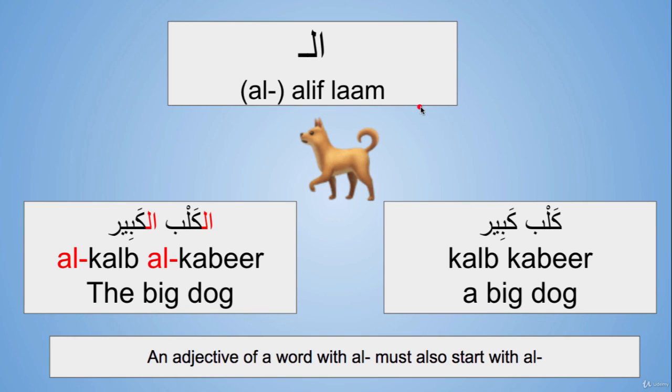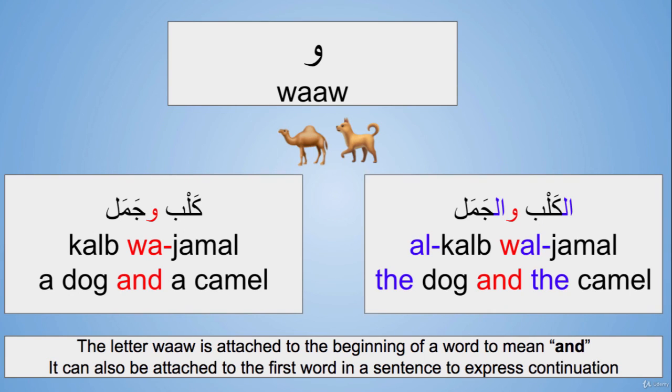And you notice that it can also be applied to adjectives. You can say kalb kabir, which means a big dog, but when you add alif lam before the noun and the adjective, it becomes al-kalb al-kabir, the big dog. Another very important letter that comes before words is the letter waw, which means and.